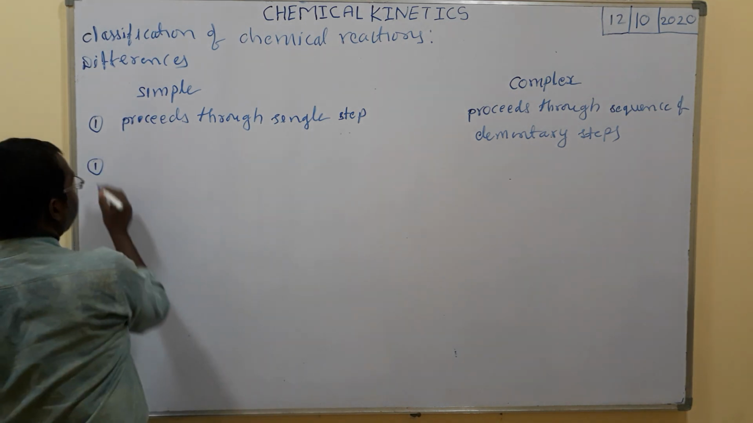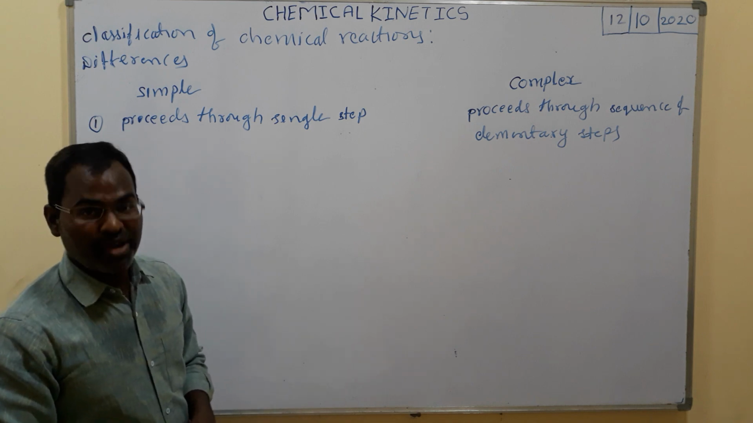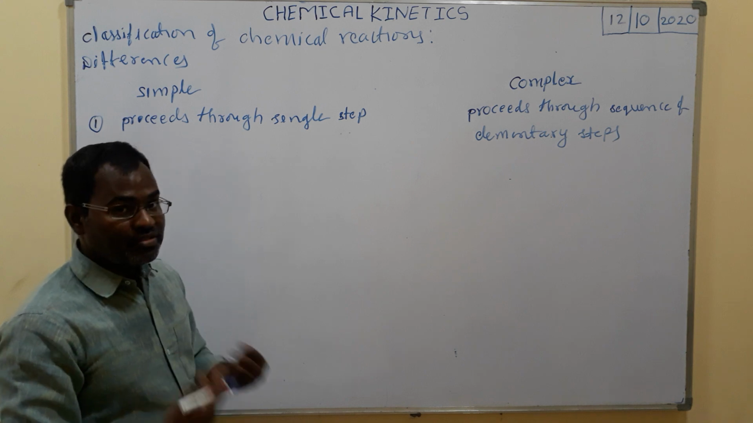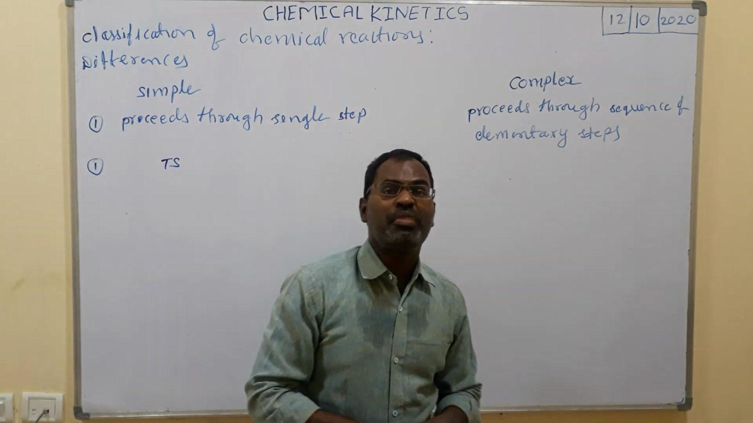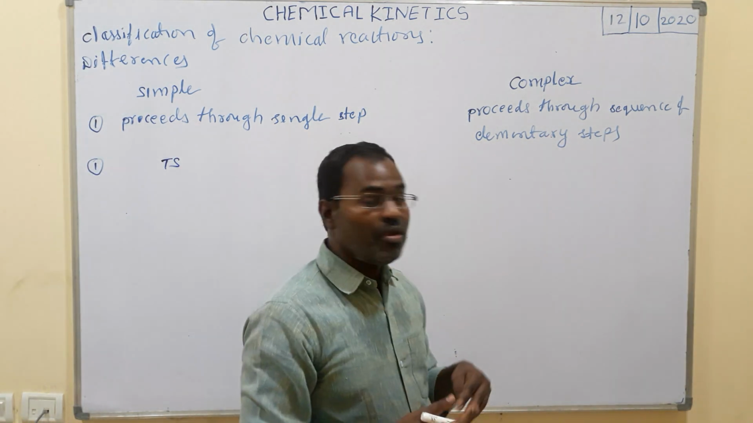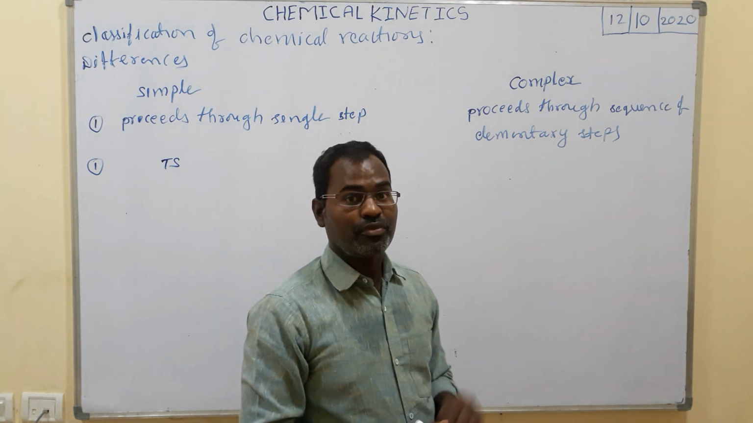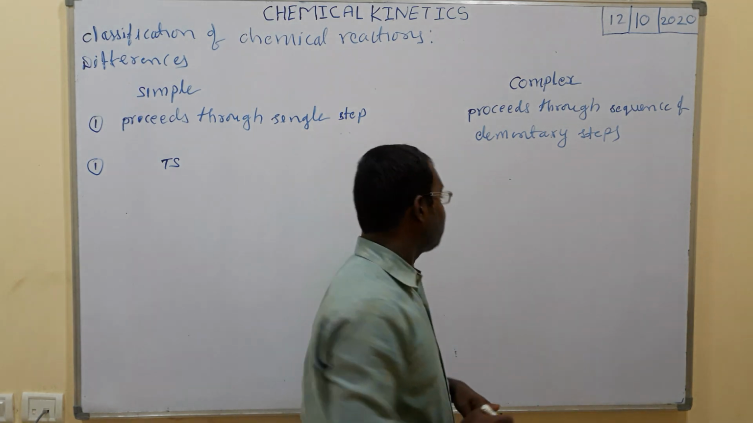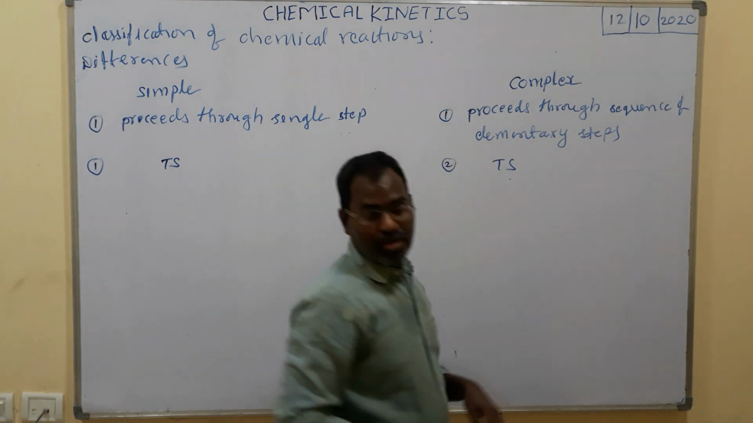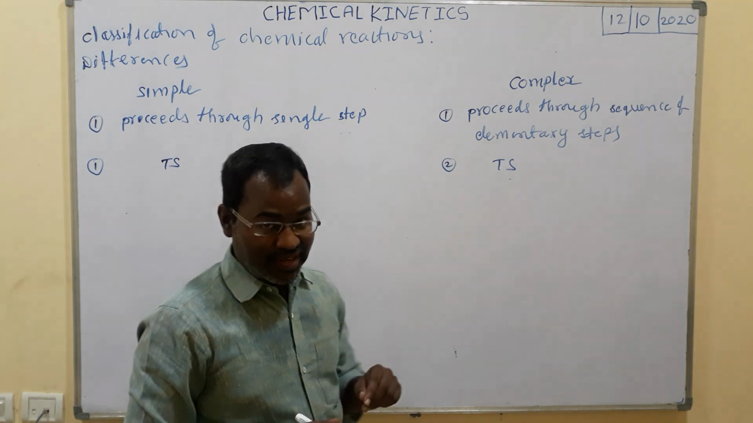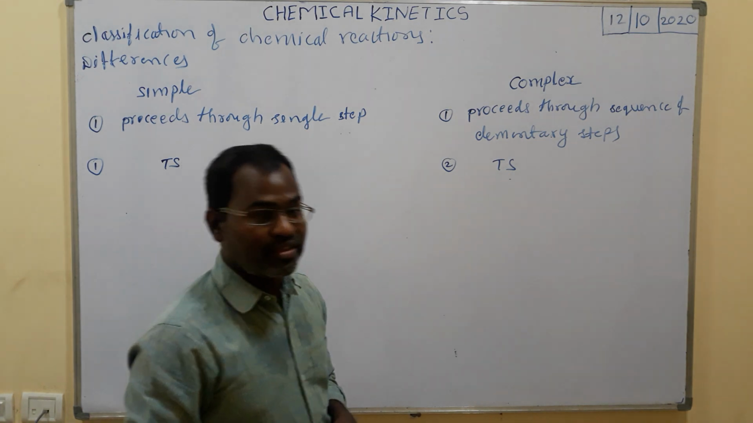The second difference is that simple reactions proceed through the formation of an activated complex, or the formation of the transition state. Whereas complex reactions also proceed through the formation of an activated complex, or the transition state. So in both cases we have the transition state. To see this transition state, we have to take the energy profile diagrams of simple as well as complex reactions.